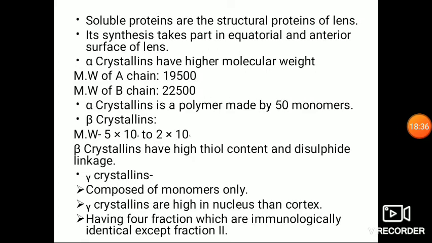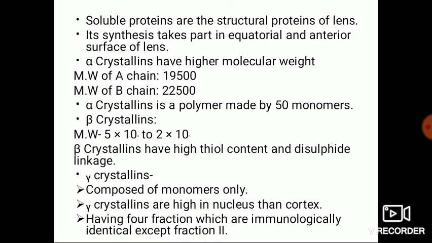0.07%. The soluble proteins are the structural proteins of the lens, which are synthesized at the equator and the anterior surface of the lens by the anterior epithelium. The alpha crystallins have a higher molecular weight: the A chain is 19,500 and the B chain is 22,500. Alpha crystallin is a polymer made of 50 monomers, and beta crystallins have a molecular weight of 5 × 10^4 to 10 × 10^4.